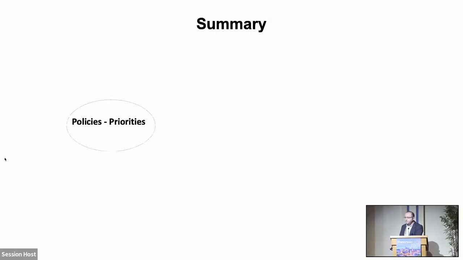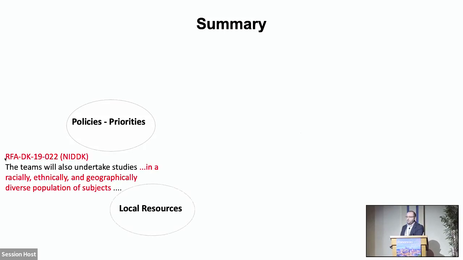So in summary, we need to have policies and priorities set up ahead of time if we really want to reach the goal. And if you look at the RFA from NIH for the Type 1 DAPC Consortium, you can see that it was clearly stated that the goal was to undertake these studies in a racially and ethnically diverse population. And you have to have local resources, and institutional support is very important, and you may have community engagement and advisory boards.